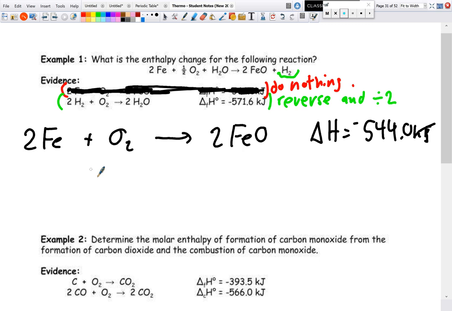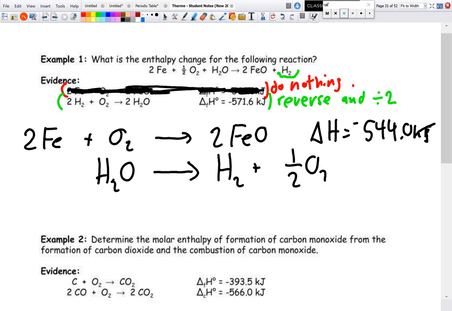So now my new equation is this reversed, so I'm going to have H2O on this side, and I'm going to get H2 plus 1/2 O2. Remember, because I also divided everything by 2. And delta H, now that means I need to reverse this, so it's going to turn into a positive, and I need to divide 571.6 by 2, and I get negative 258.2 kilojoules. Done.